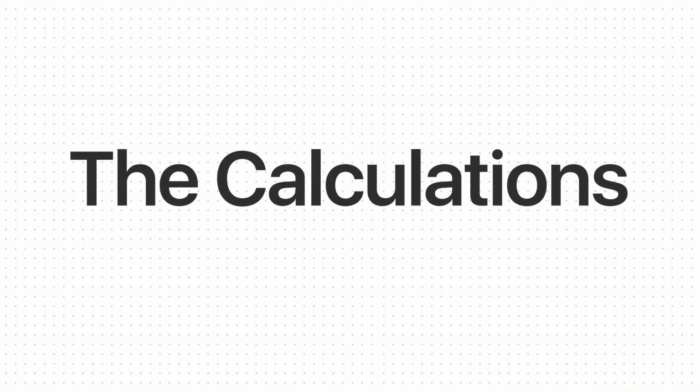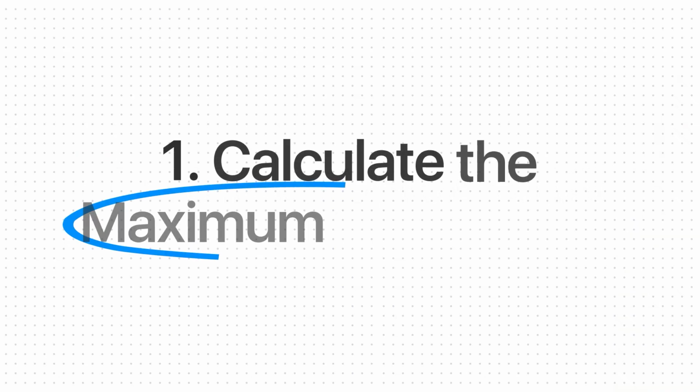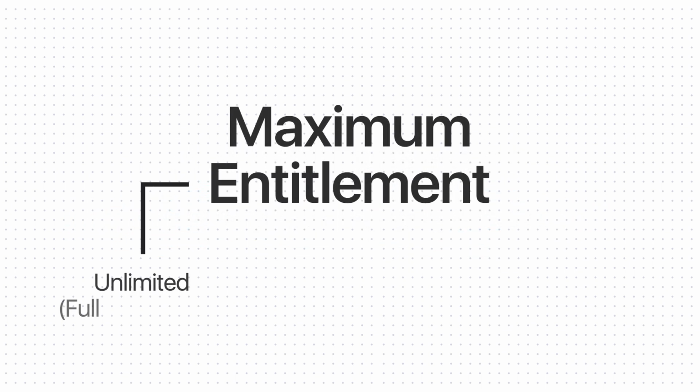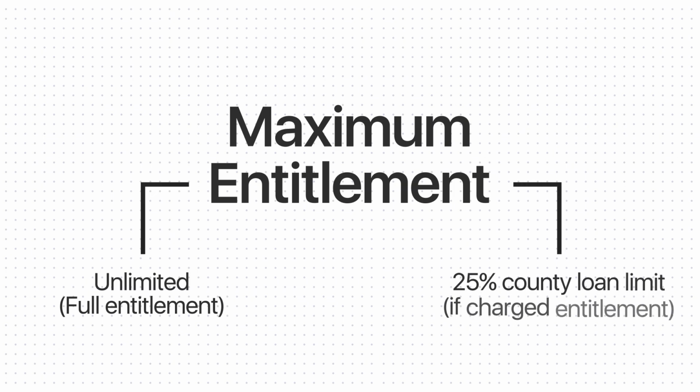Okay, here are the calculations. The first thing we're going to do is calculate the maximum entitlement. Your maximum entitlement is unlimited when you have full entitlement, and it's 25% of the county loan limit if you have charged entitlement. If you have full entitlement, in other words, there is no current VA loan in place, then there are no calculations needed. You can borrow up to 100% of whatever the lender will lend you. Otherwise, the VA is going to guarantee 25% of the county loan limit.